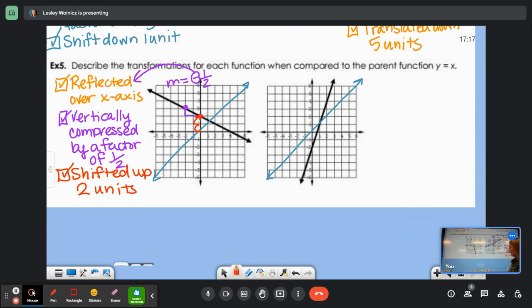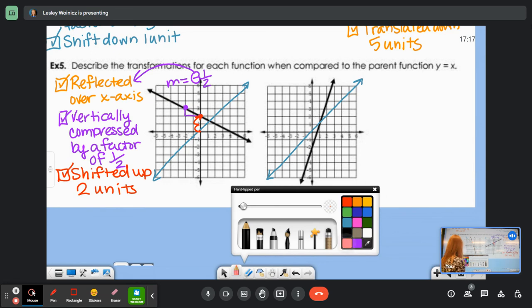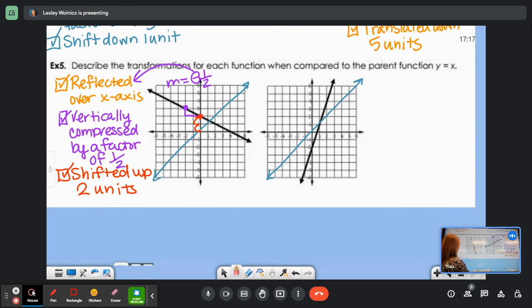Whew. Next one. Last one. Final countdown. Okay, so compared to my parent function, I can see that this function also has a positive slope. So I do not have a reflection over the x-axis. But look at that slope. Woo, that's steep. So let's figure out what the slope is, and then we can see what our vertical stretch could be. So I need 2 pretty points. It's rising 3 and running 1. So I can see my m is 3.